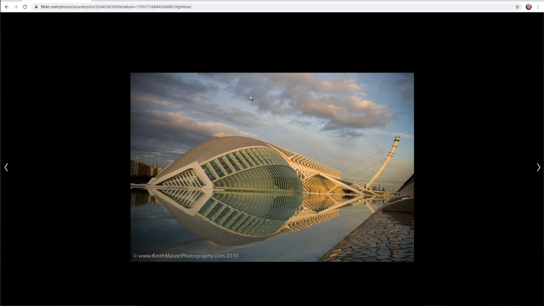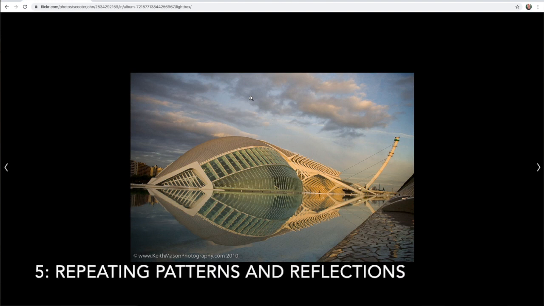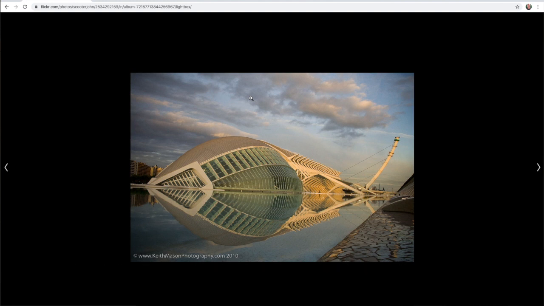The final thing I want to talk about is repeating lines and using reflection. If you can find repeating lines or patterns in a subject, it becomes a much more powerful image. And here you've got a fantastic reflection of the Arts and Science park in Valencia, where the reflection has really made the image into something that looks like, I call this a big fish. It looks like a fish with its tail going off here. There is something attractive about reflections which draw you further into a picture.